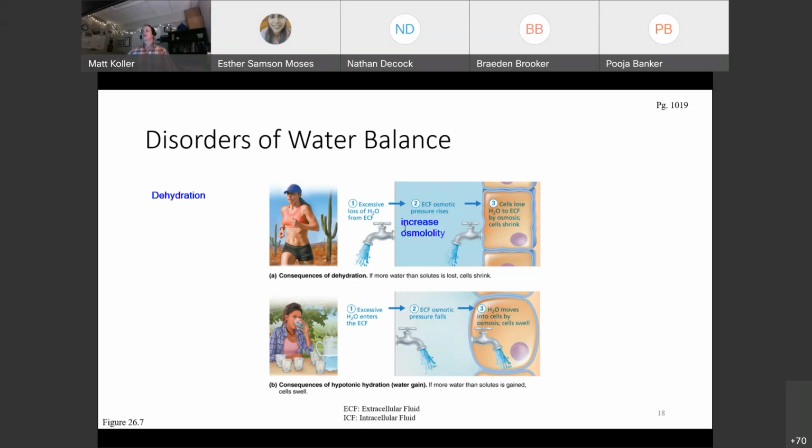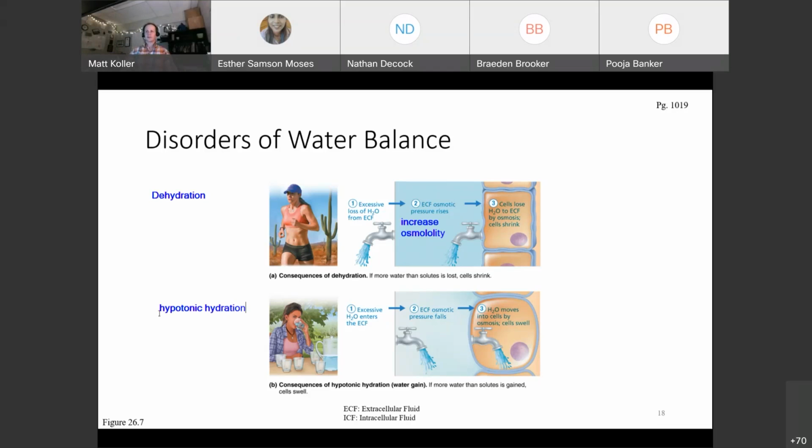Osmolality. Okay, so per volume, you have more electrolytes. And the body, basically through osmosis, wants to equalize that, so you will lose water from the cells. The cells will actually shrink because of that. Now, that's dehydration.